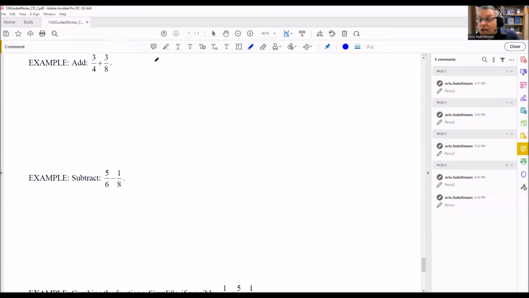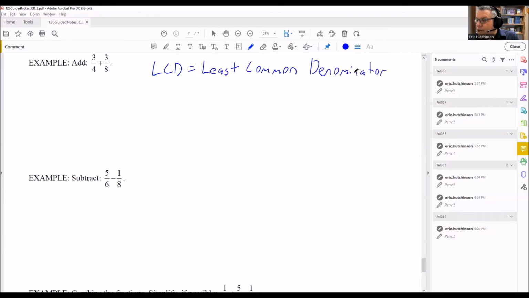Now that has a name. It's called the LCD, which is going to be the least common denominator. Okay, least common denominator we want to find here. So in other words, the smallest denominator that would make these both the same.